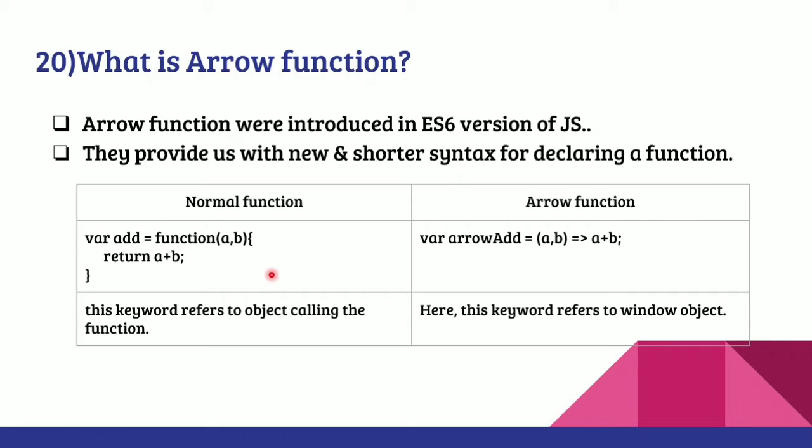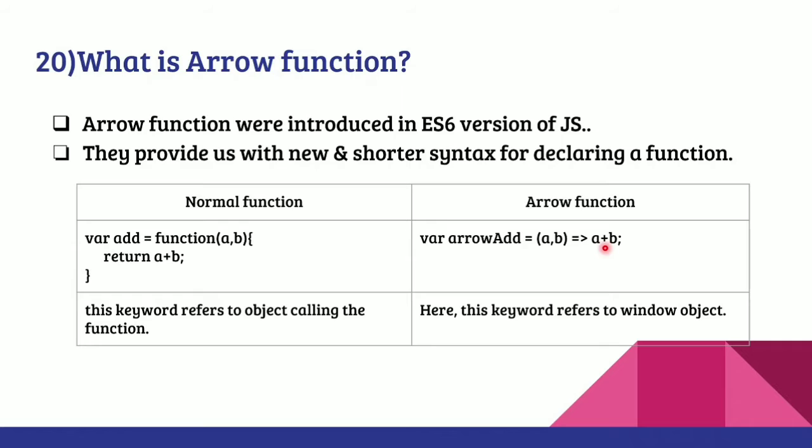So we will say in normal function, we are defining a function like var a equal to function, then in the parenthesis we are passing a comma b, and then in the curly brackets we are performing some operation and returning some value. But in an arrow function, we are simply writing var name of the function followed by equal to, and then in the parenthesis we will pass the parameters. After that we will write arrow function symbol. And if there is only one statement, then no need of the curly brackets there. If there are multiple statements, then we need to write the things in form of curly brackets.